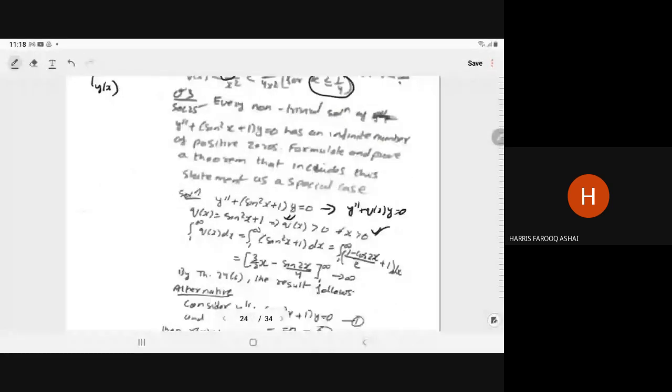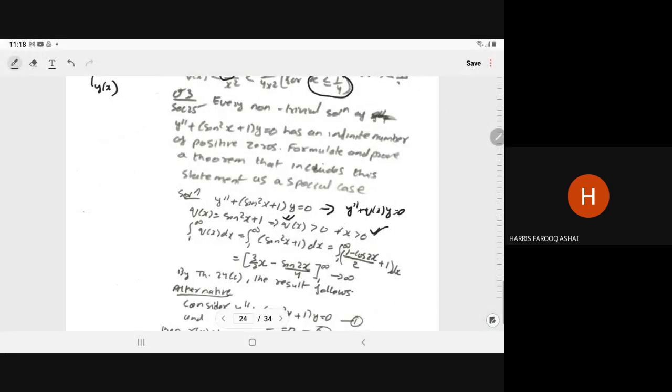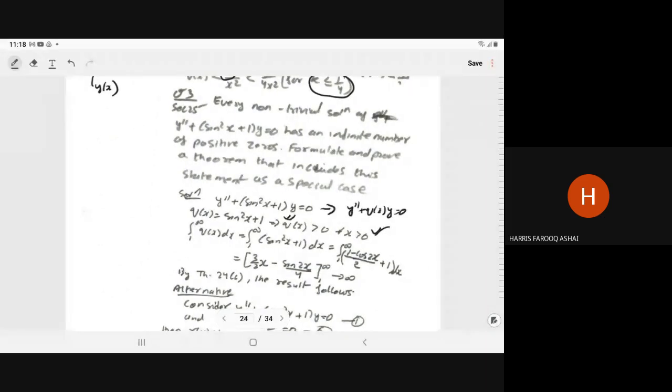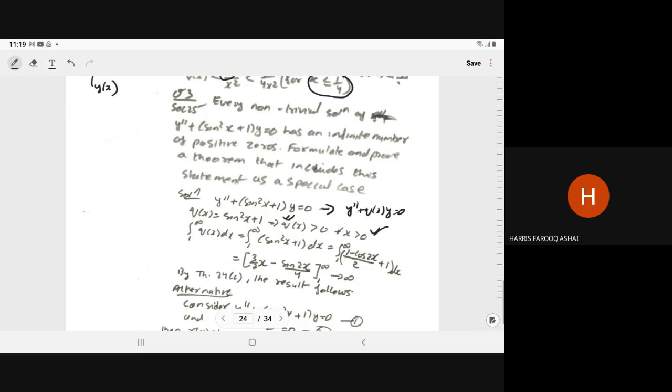And when we take the integration of q(x) from 1 to infinity with respect to x, so integral 1 to infinity of sine square x plus 1 dx. Sine square can be written as (1 minus cos 2x) upon 2, plus 1, dx. So this will give you 3 by 2 x minus sine 2x upon 4, with limits 1 to infinity. So this tends to infinity.